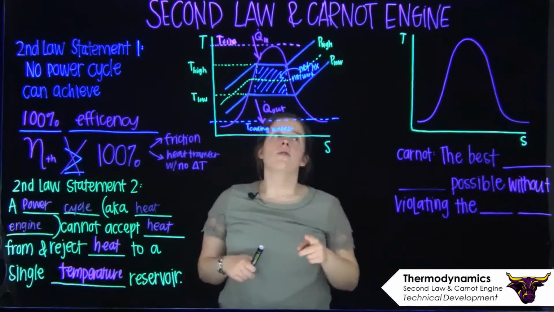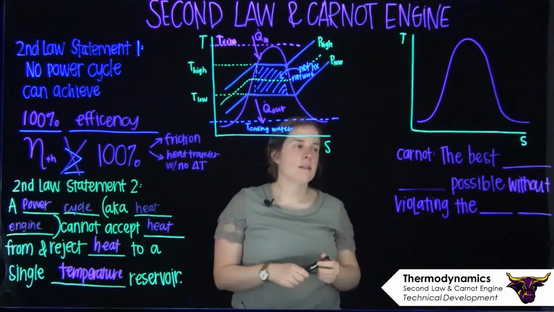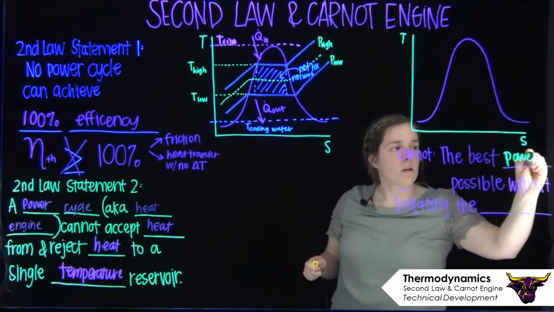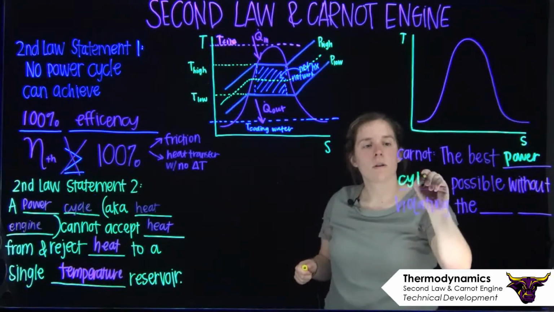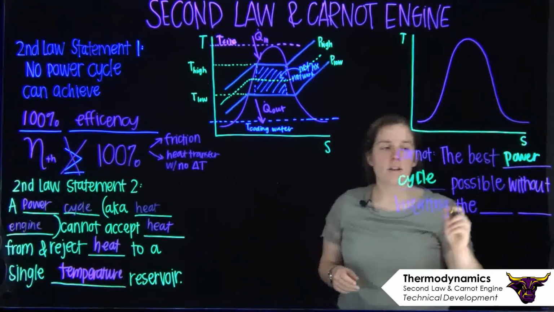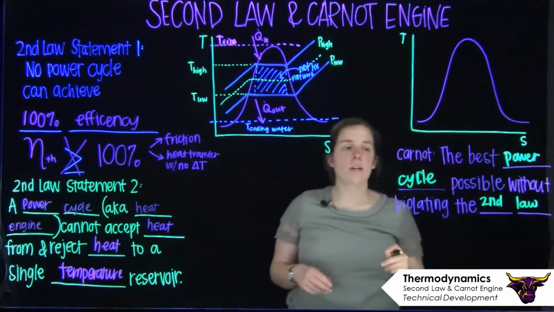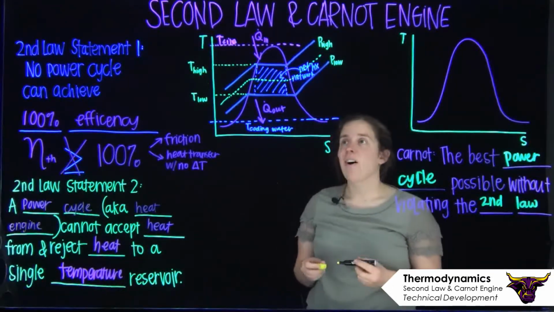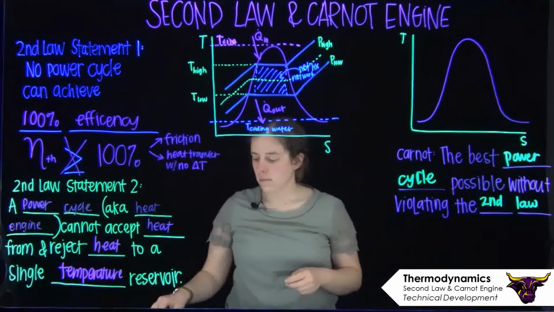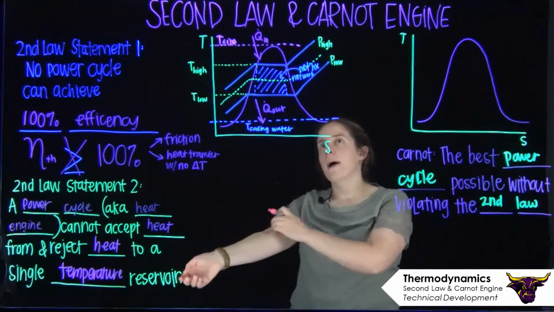So transferring that to a Carnot engine, a Carnot engine is simply the best power cycle possible without violating the second law. So basically, we are just going to maximize our temperature difference to be able to achieve our best efficiency without violation of the second law. So we're going to go back over here.